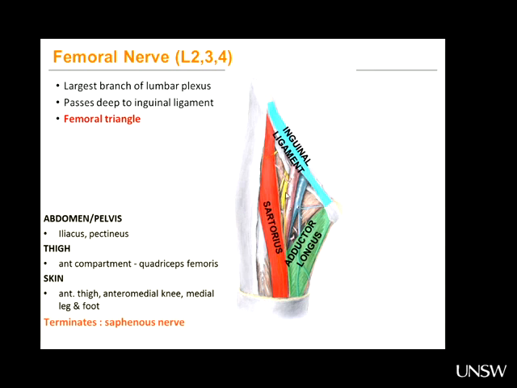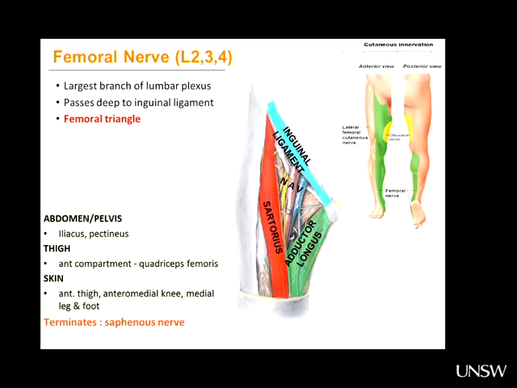On the floor here, we would have iliopsoas, we'll have pectineus, and we'll have adductor longus. Okay, so the contents of the femoral triangle is the femoral nerve, the femoral artery, and the femoral vein. The femoral nerve is the most lateral structure in that triangle.